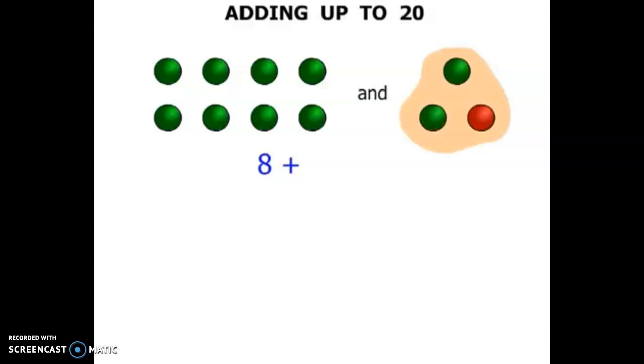1, 2, 3. So we get 8 plus 3. Let's count them all together to see what our answer would be. 1, 2, 3, 4, 5, 6, 7, 8, 9, 10, 11. 8 plus 3 equals 11.